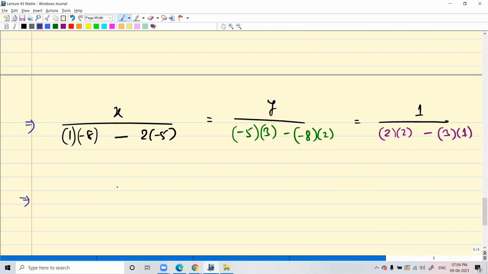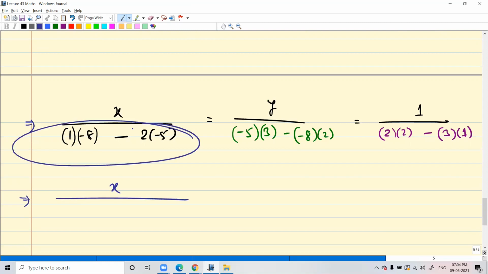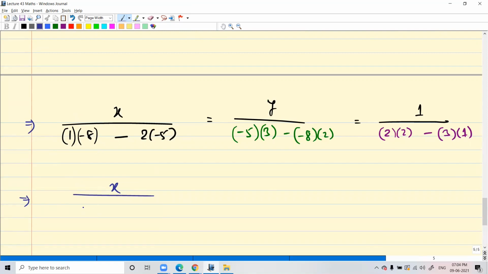What should I write below x? Simplify and tell me all these numbers, or at least simplify this one. Minus 8, and these two, minus plus 10. Plus 10. Next one, minus 15 plus 16. And 4 minus 3.